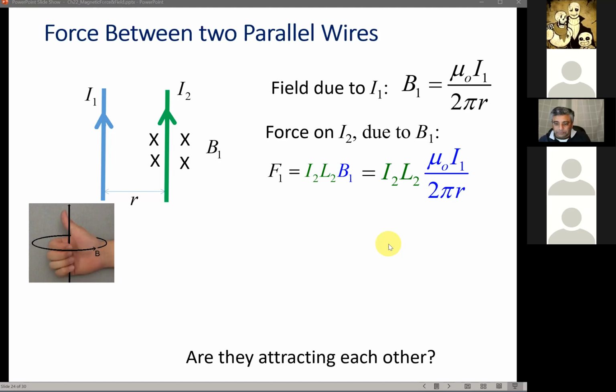And now, if it is the force on I2, then it depends on the length of that wire. So if I am looking at the force on this one, then you need to put the length of this one. If I am looking at the force on this one, then you need to put the length of this one.